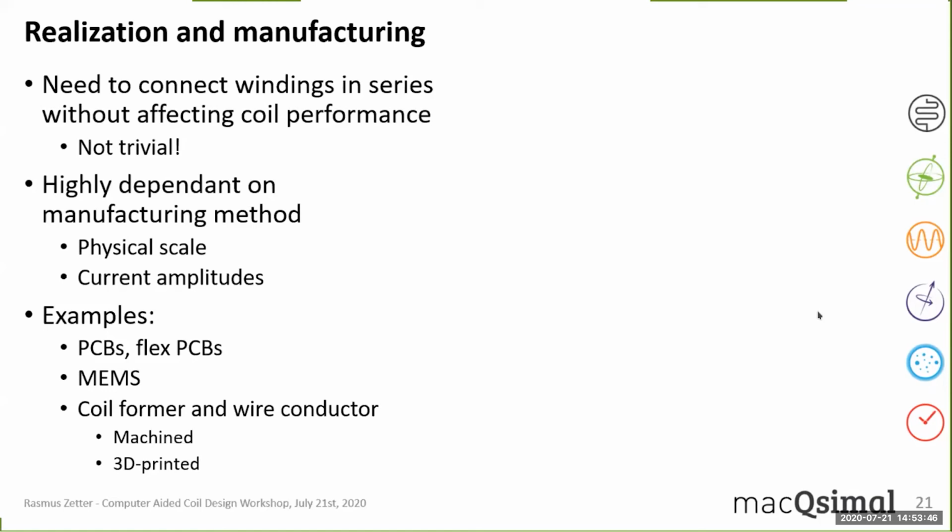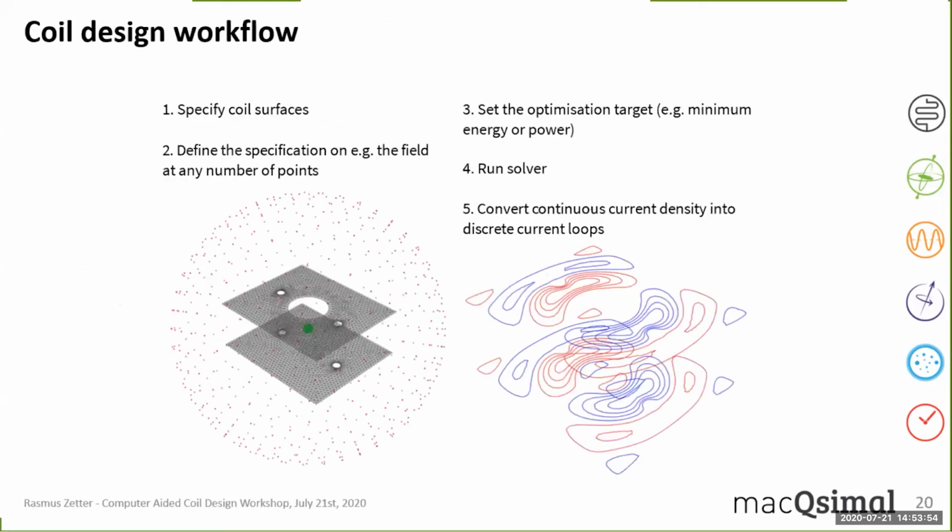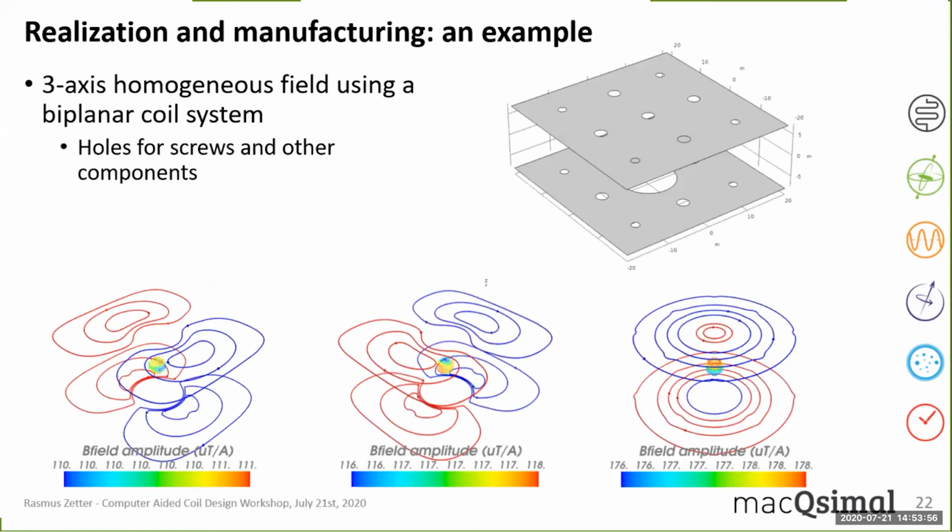Just to show an example myself of how to realize a coil based on this design, a bit different. So I'll show you here. Of course this is a PCB, so it's kind of the easiest case possible, or it's planar. It's a 3-axis homogeneous field control system using 2 planes which have holes.